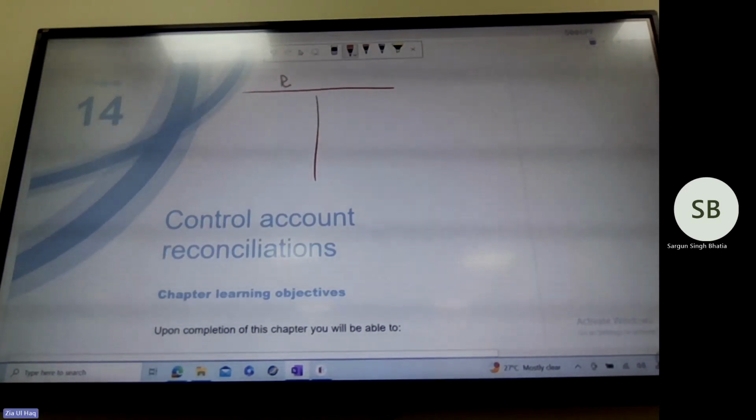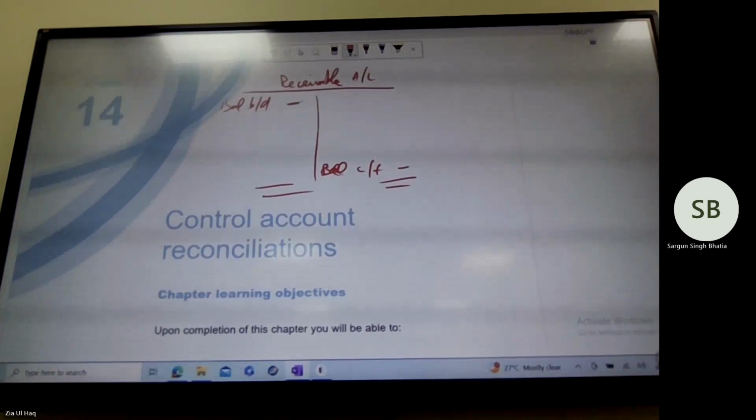We have covered receivable ledger. The opening balance, balance brought down, we record here, and closing balance, we can call it balance carry forward, we record here. You know, if we make credit sale, entry is receivable debit, credit sale credit. So credit sale will be recorded here.